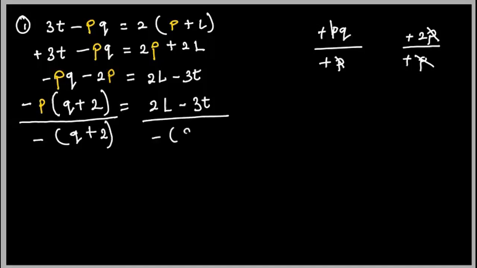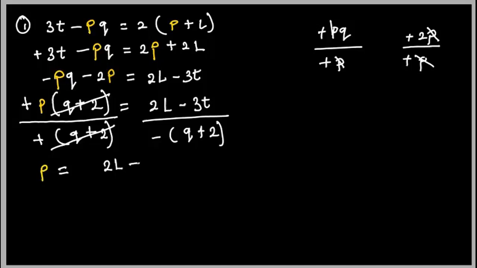Divide both sides by minus open bracket Q plus 2 in brackets. So the minus we cancel minus, I have plus Q plus 2, we cancel Q plus 2. What do we have left visible? We now have our P.